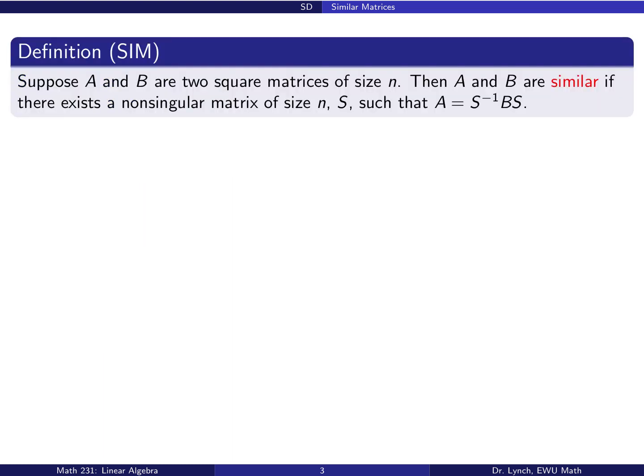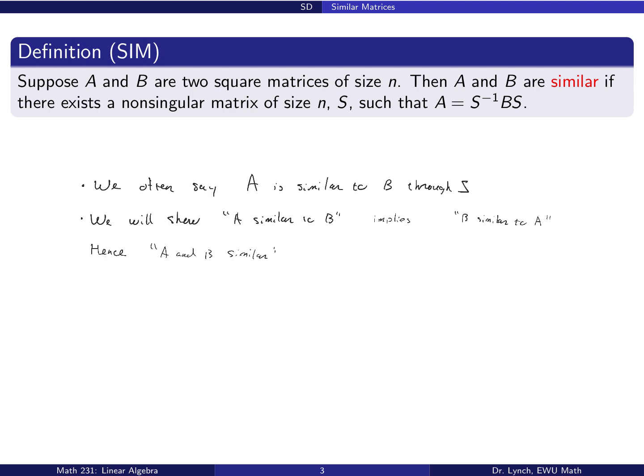So as we frequently do, we'll start here with the definition. We say that A and B are similar if there's a non-singular matrix S such that A is equal to S inverse times B times S. Okay, a couple observations here. We often say that A is similar to B through S. We'll show that A similar to B implies that B is similar to A, so often we'll just say that A and B are similar.